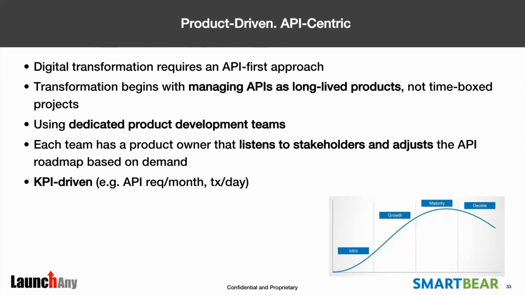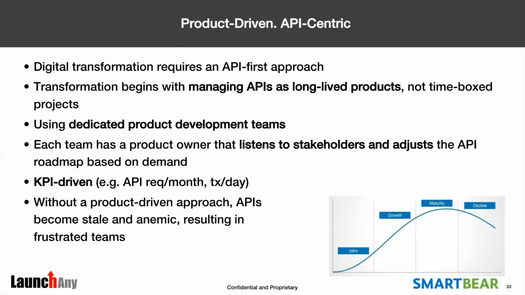They look for KPIs that help them understand how the APIs that they manage are being used and how they can improve the API usage. Organizations without a product-driven approach end up with an API program that contains a portfolio of APIs or an entire platform that becomes stale, anemic. They solved the problem one day in the past, but they're not solving today's problems because we failed to listen to what the stakeholders need today. Instead, we rest on what we heard yesterday and we stay there.